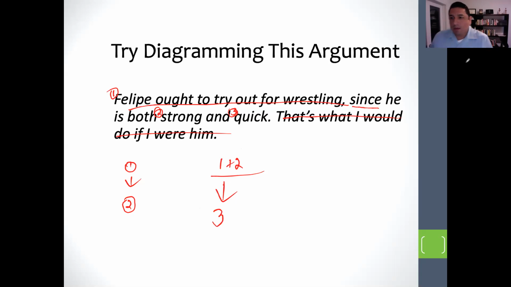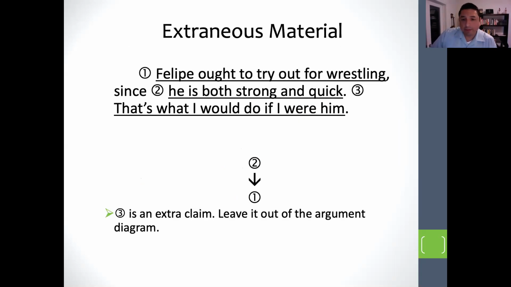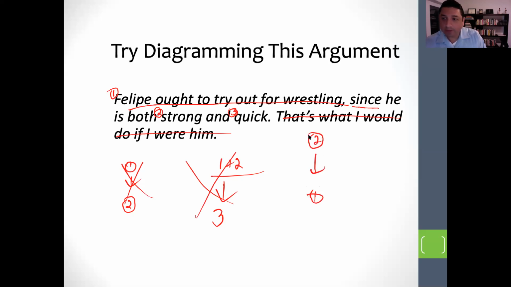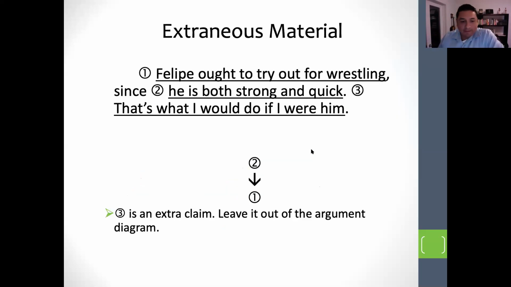Okay. So let's see what we presented here. Yeah, actually I have these in the reverse order. My apologies. This should be the conclusion, so it should be the other way around. Sometimes when you're working too quickly, that happens. So you gotta be careful there. That's the N3, an extra claim, as I mentioned. So you can leave it out of the argument diagram. Any extraneous material is not going to be included in the diagram of the argument.